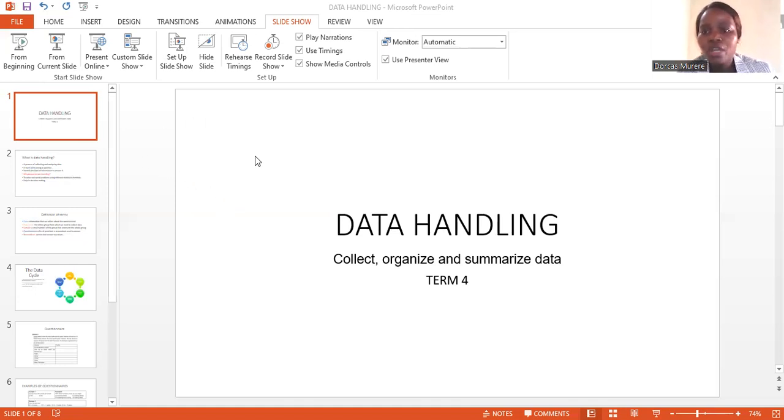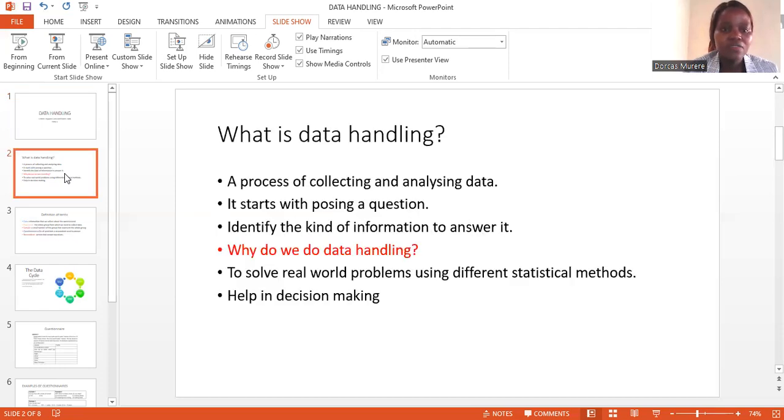So we'll discuss some definitions. I'll move to the next slide. There are certain definitions that you have to know. So I will start with data handling. As I said earlier, it's a process of collecting and analyzing data. You have to start by posing a question. Then after posing a question, you have to identify the kind of information, or the kind of data, that we have to collect so that you answer that question.